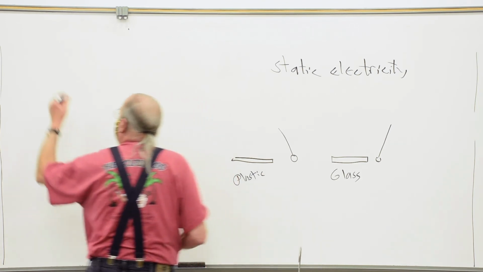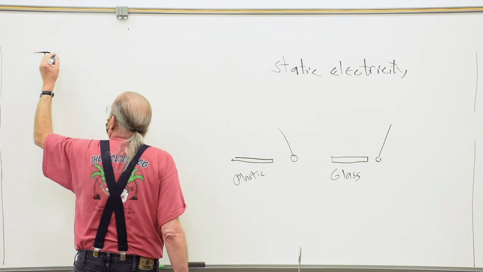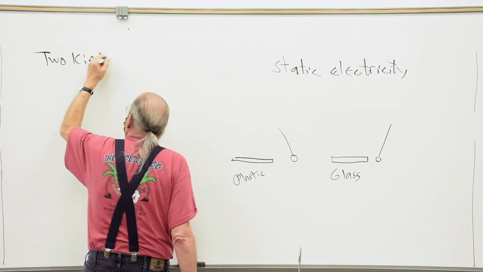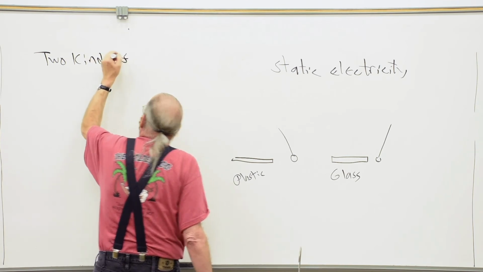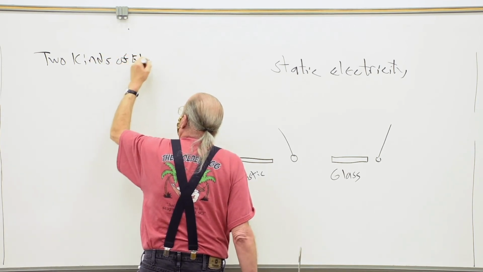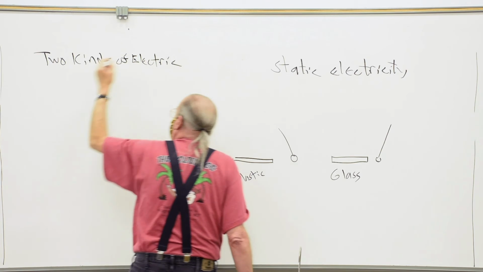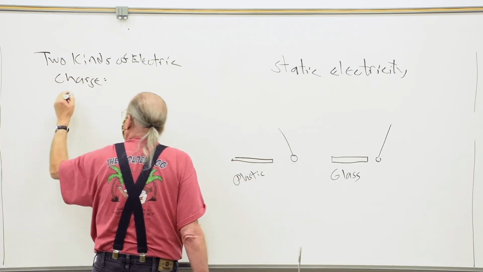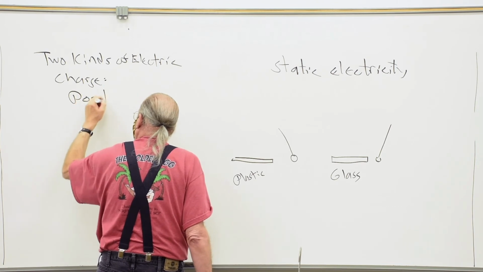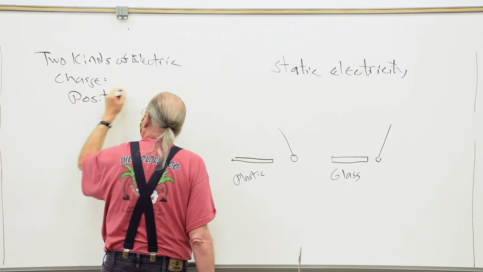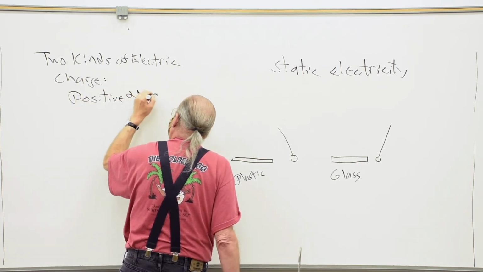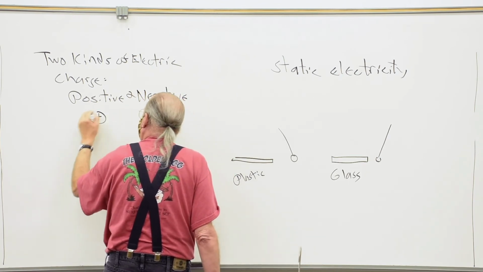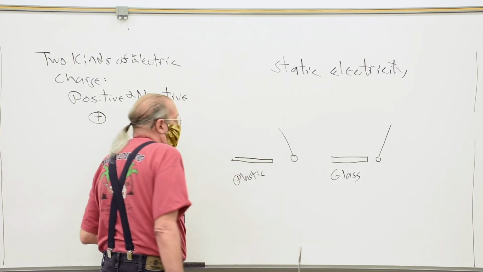Positive and negative. You could have called them black, white, up, down, green, red, I don't care. But Benjamin Franklin, I believe, is the one who decided to use a plus and a minus sign to represent the two kinds of charge. Positive and negative. Plus and minus.